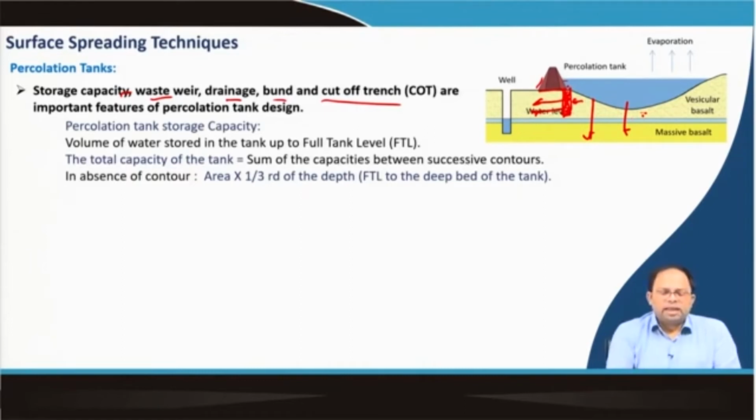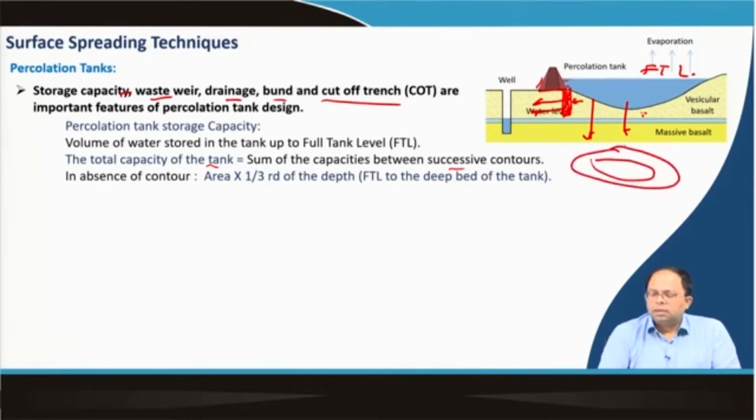And percolation tank storage capacity is basically the volume of water stored in the tank up to the full tank level. So this is the full tank level, FTL. From that we determine the storage capacity, and usually it's a large area, not a small area. So the total capacity of the tank is basically the sum of capacities between successive contours. So we have contour lines. This gives us an idea about the profile of that particular tank, and the area between successive contours and their depth could be multiplied, and then we can determine the total volume of water being stored.